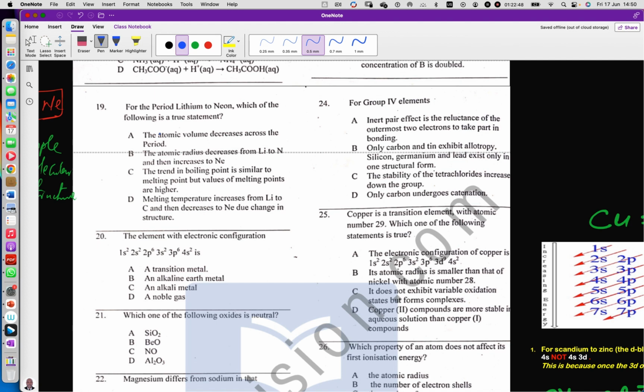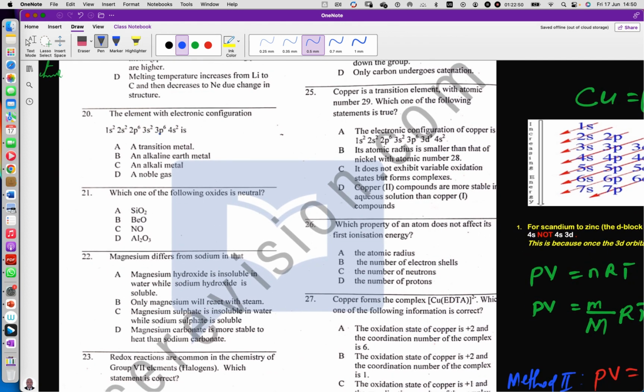Question number 25. Transition element. Copper is a transition element with atomic number 29. Which one of the following statements is true? The electronic configuration of copper is 1s2, 2s2, 2p6, 3s2, 3p6, 3d9, and 4s2. That electronic configuration is not right. It is not right for a transition element. So let's go to B.